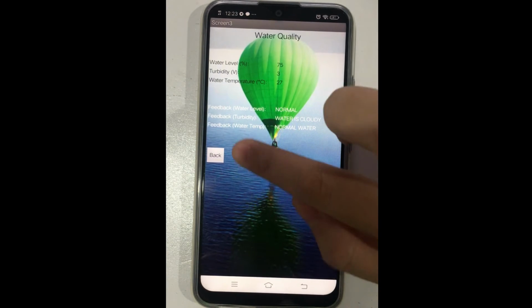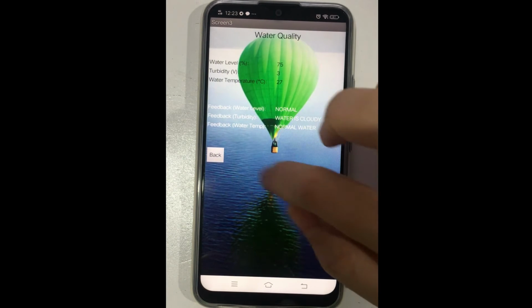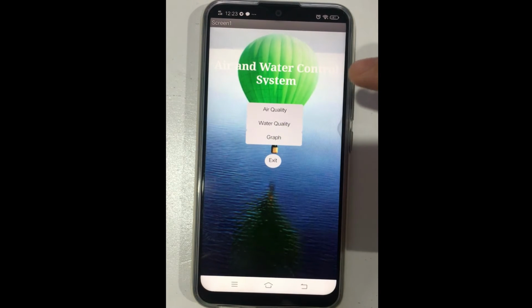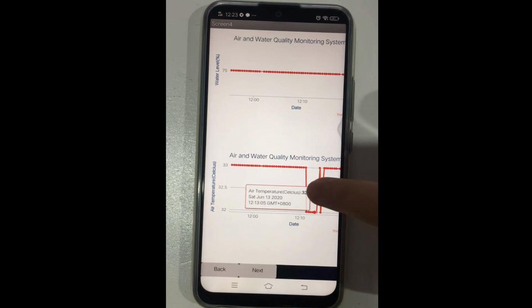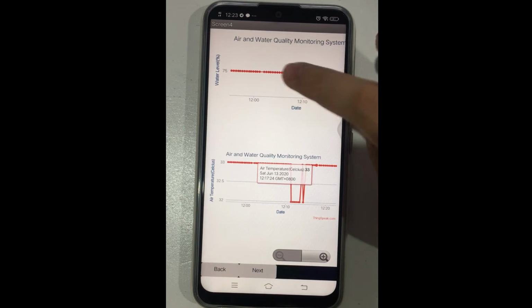For water quality view, and this is the feedback, which right now it's in normal condition. So we turn back to front page and we go to graph button.